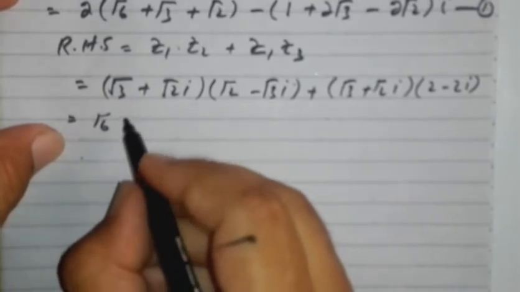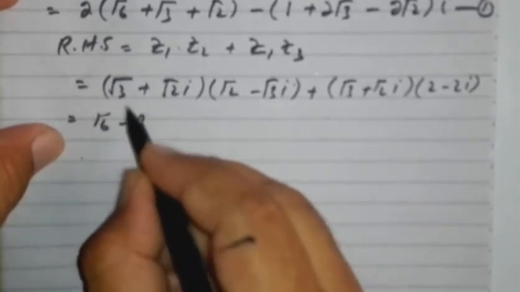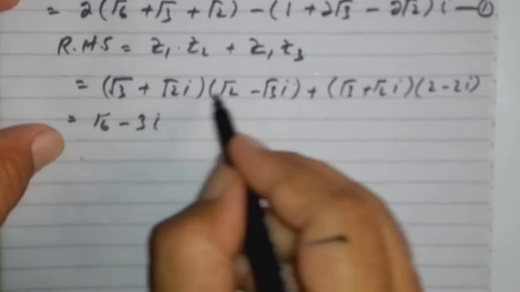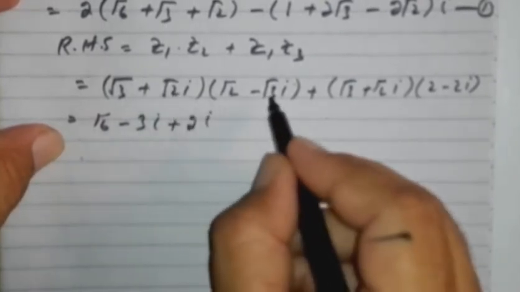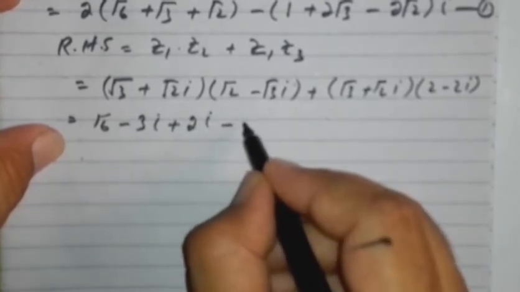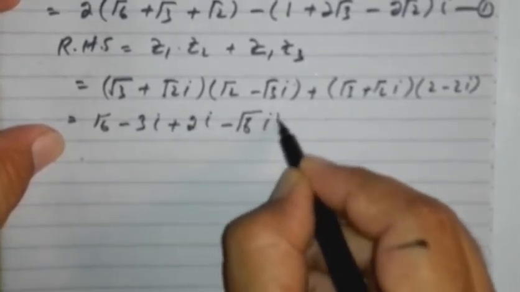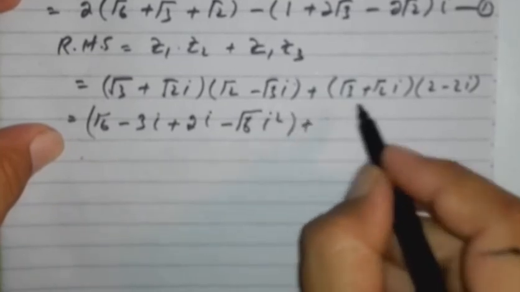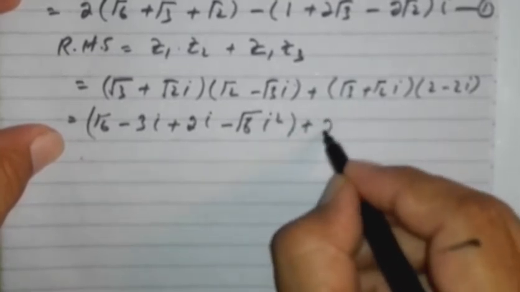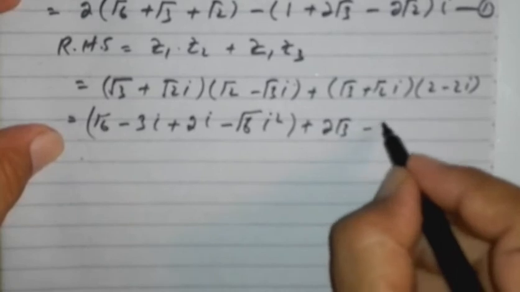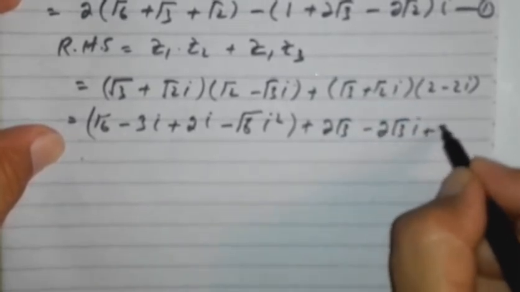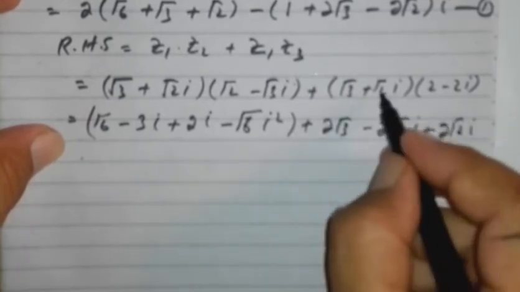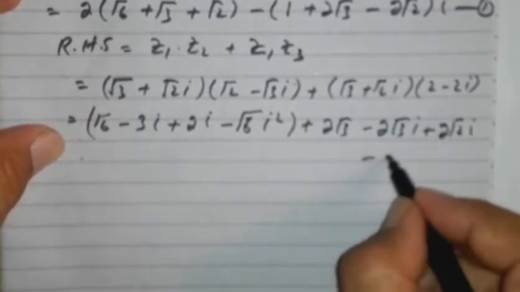Under root 3 into under root 3 iota we get 3 iota. Under root 2 into this we get 2 iota, and here we get minus under root 6 iota square, plus similarly under root 3 into 2 we get 2 under root 3, and here minus 2 under root 3 iota, 2 under root 2 iota, and here we get minus 2 under root 2 iota square.